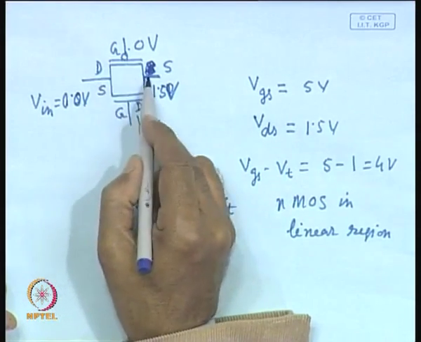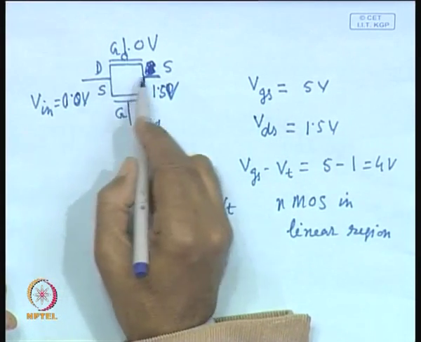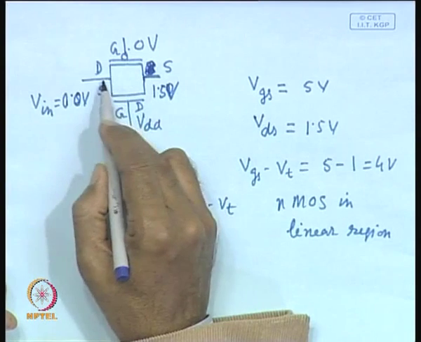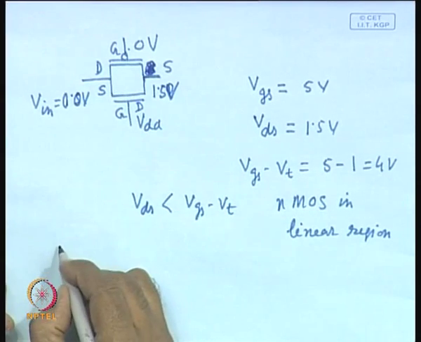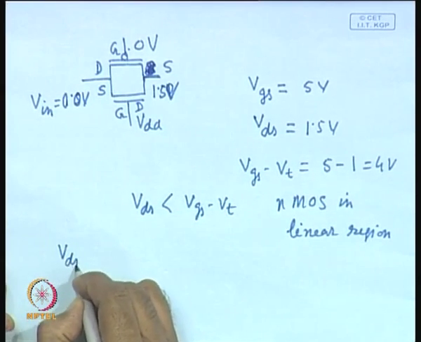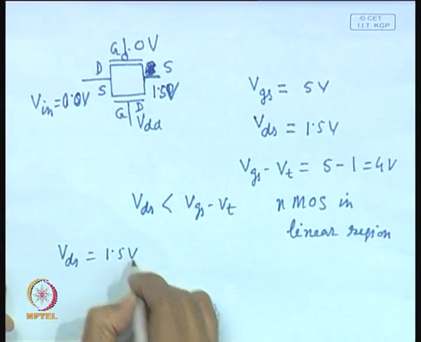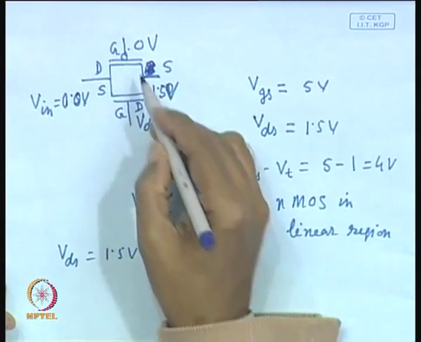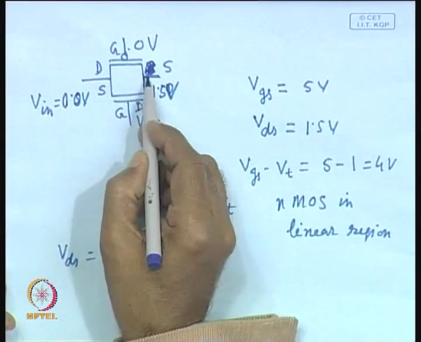Now, in which mode will it be? So, in this particular case, we find that VDS is equal to 1.5 volt.